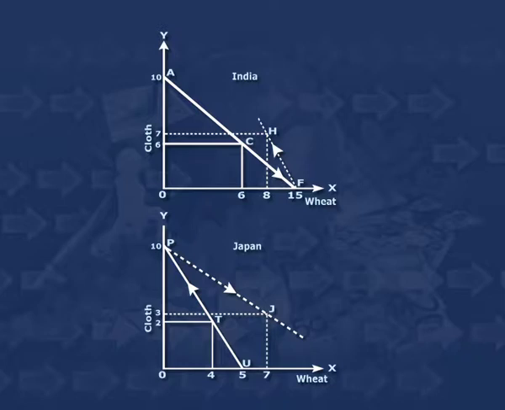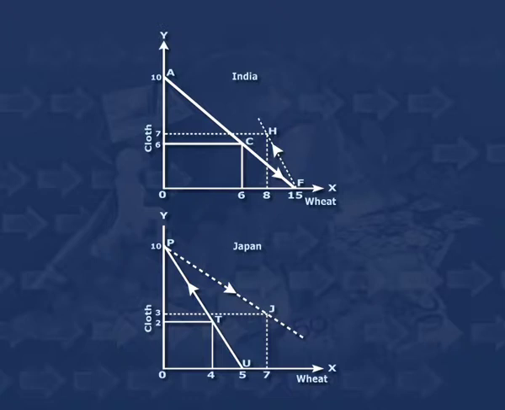The international production has also increased after trade with each other. The total production of wheat in the absence of trade is 6 units in India plus 4 units in Japan, which is equal to 10 units. After trade, the total production of wheat is 15 units.